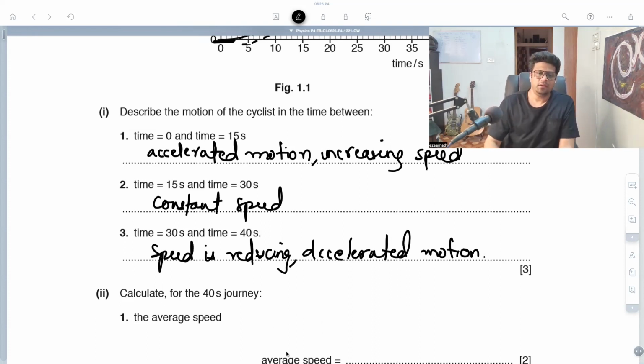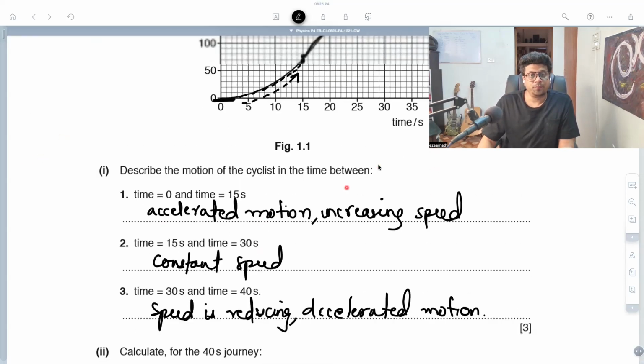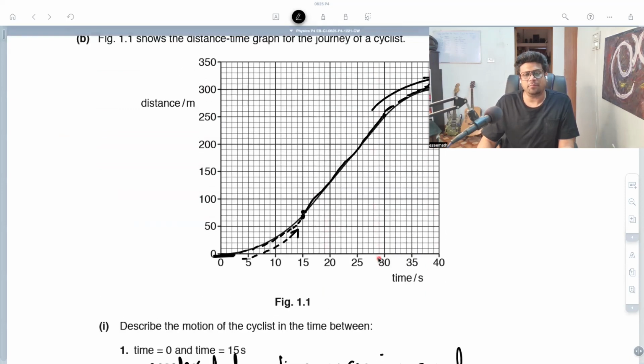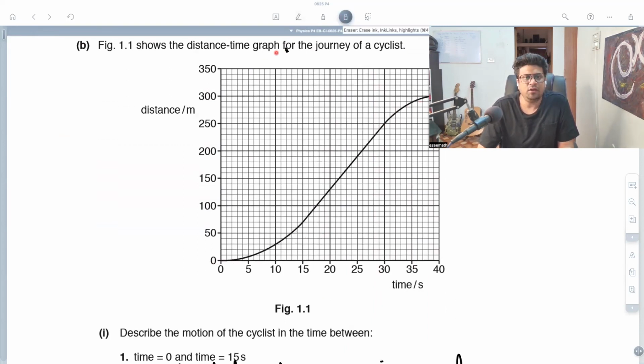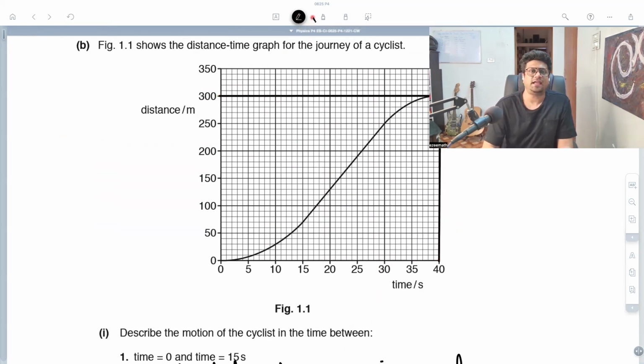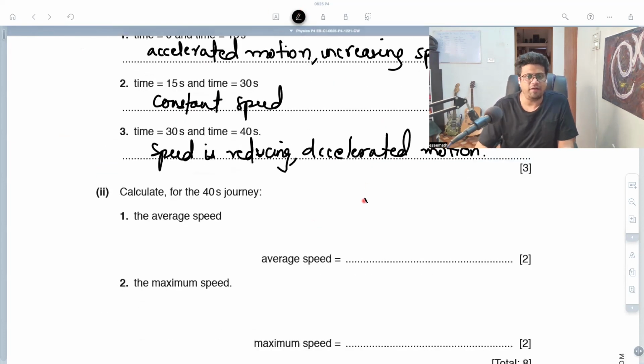Done. Okay. Now they can actually ask you about the average speed from this distance time curve. We can find out the average speed, which is the next part of this question. What I do is I draw a straight line just to see the distance it has reached at the end of the journey. And when the time was 40 seconds, I see it's 300 meters in 40 seconds. So average speed is going to be for 2 marks. So I will actually include average speed.